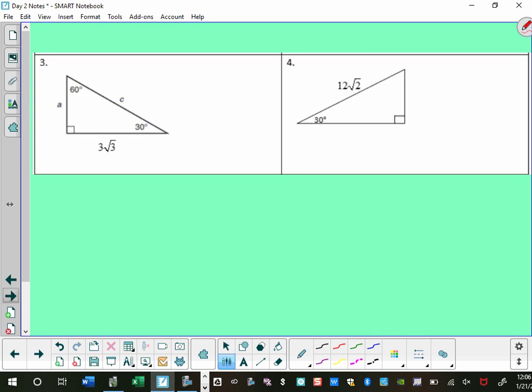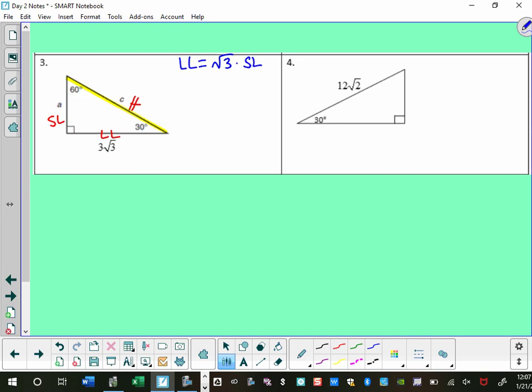Alright, number 3. Here's my hypotenuse. What's my short leg? And what's my long leg? 3. Based on this picture, the short leg, the hypotenuse, and the long leg, which equation do I want to start with first? The long leg. So my long leg is root 3 times the short leg.